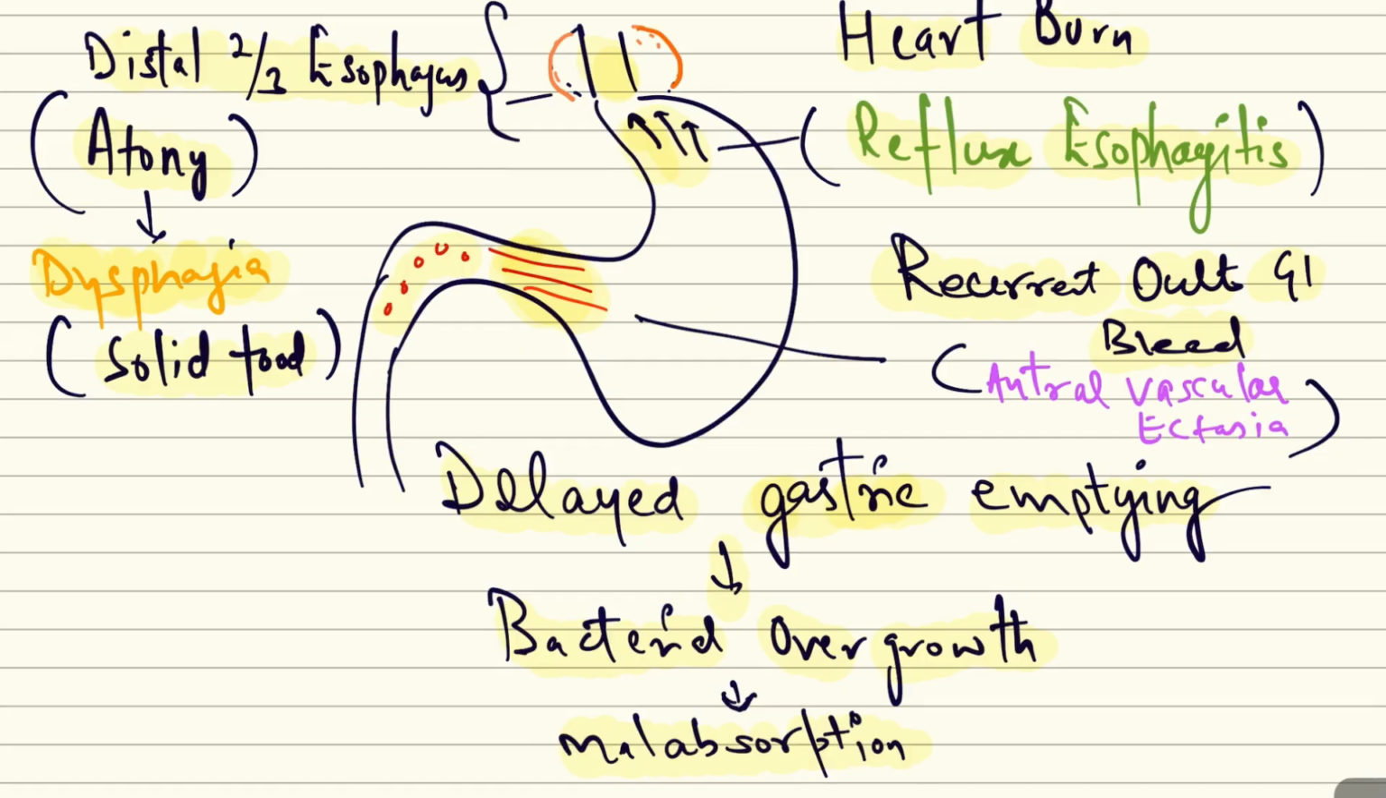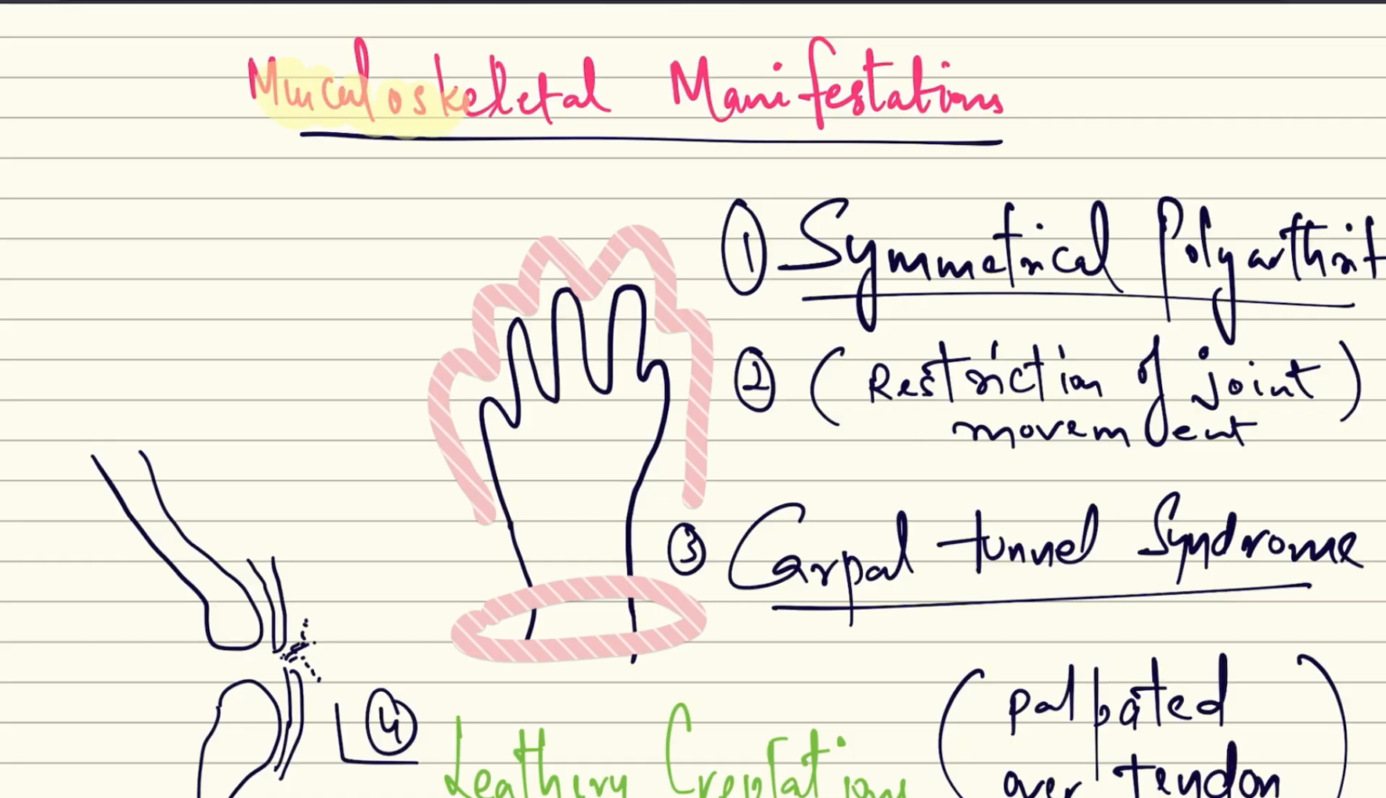Now let's see the musculoskeletal manifestation in systemic sclerosis. As we know, there is a lot of inflammation in the joints of patients of systemic sclerosis, and this inflammation is symmetrically seen in both the hands, and we say bilateral symmetrical polyarthritis is seen in these patients.